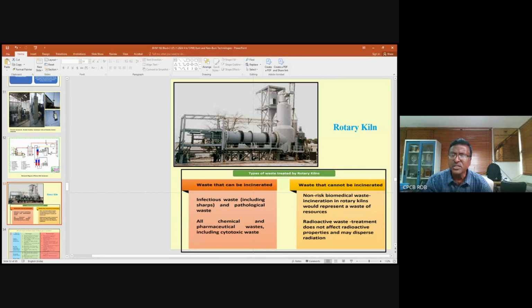It is also an incineration process. Here, in place of the primary chamber, there is a rotary drum. It will always be in a rotating position. Therefore, the waste will have proper mixing when it is rotating.